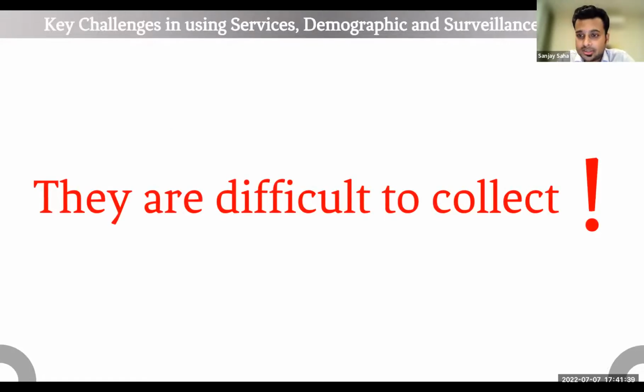Now, we understand that services data, demographic data, surveillance data, they are always challenging, and creating forecasts using these data sets is always challenging. And the key reason is they are difficult to collect. So that's why in so many places we see forecasts are being developed using consumption data because it's slightly easier to collect and within the purview of the supply chain organization as well. However, these data sets, they are available with the Ministry of Health, with the health facilities directly, and it's very difficult sometimes to collect these data sets. However, if you can collect this data, your forecast will be better, they will be more accurate. But if you can't, then your accuracy will be lower, okay, more often than not.